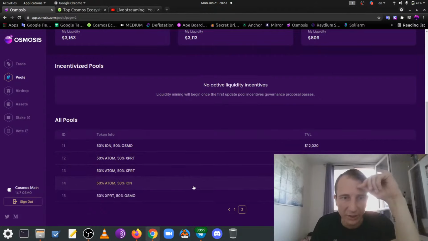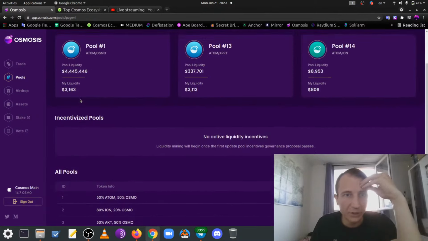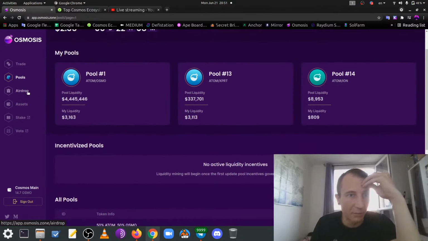I will show you a little bit later. For example, Atom and Ion only 9,000, and I will show you how it will influence the price.